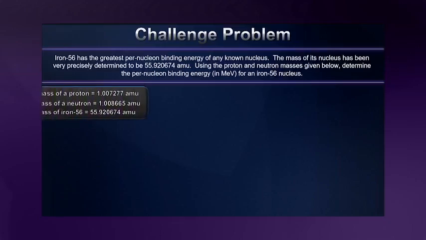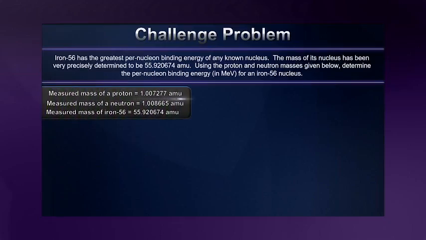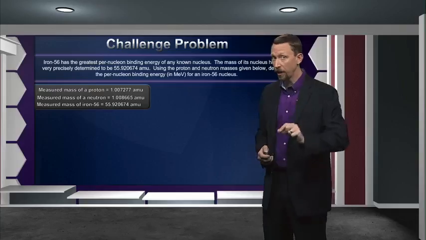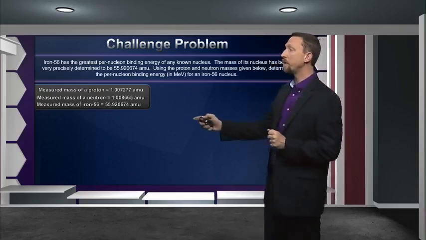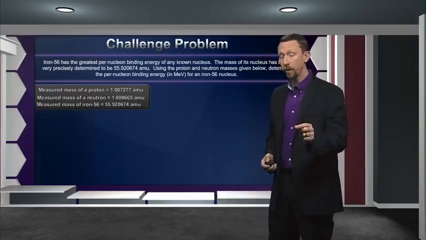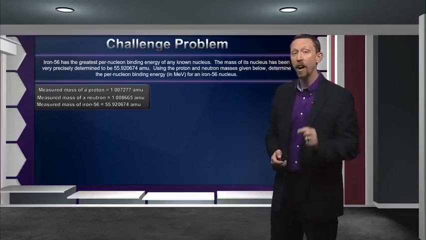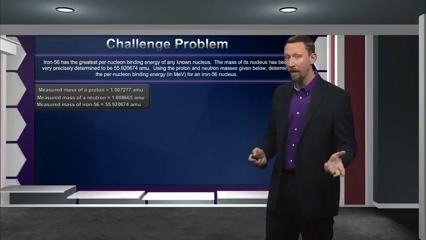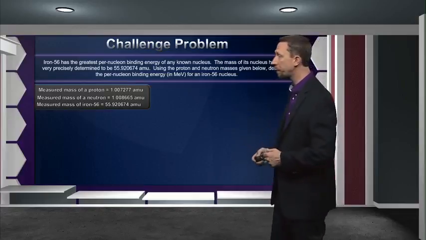Now, here are our masses. We're going to use 1.007277 AMUs as the measured mass of a proton, 1.008665 atomic mass units as the measured mass of a neutron, and 55.920674 AMU as the measured mass of an iron 56 nucleus. I want to be very clear about that. If you go looking for the measured mass of an iron 56 atom, you'll have to remember to subtract the masses of 26 electrons that are in orbit around that nucleus to be sure that your math holds up.